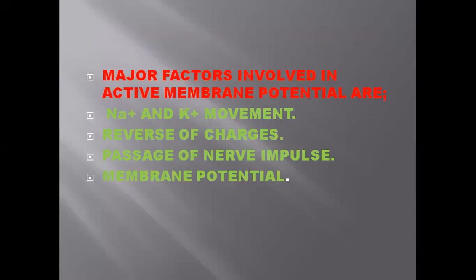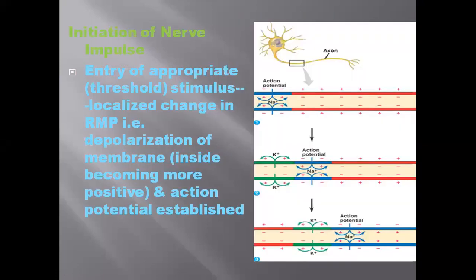The major factors involved in the active membrane potential are the sodium and potassium movement, the reversal of charges, the passage of the nerve impulse, and the membrane potential. Now, initiation of nerve impulse occurs when there is an entry of an appropriate stimulus, which is the threshold. Now, this is where the threshold has been applied, and this is the reversal of charges. This is the action potential.